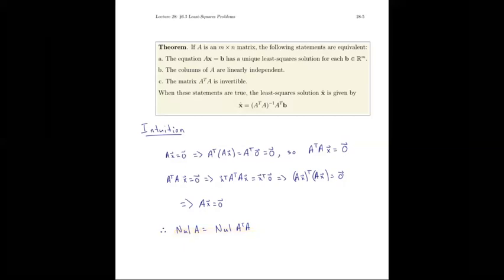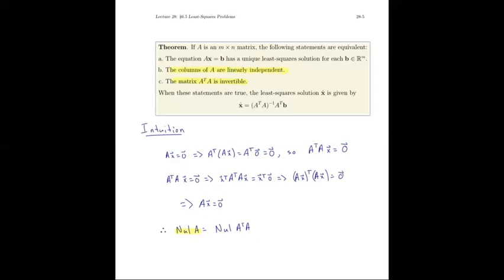So one of those things being this: if the matrix A transpose A is invertible, then that means that its null space is the 0 vector, which means that the null space of A is just the 0 vector, only the trivial solution, which means that the columns of A are linearly independent.